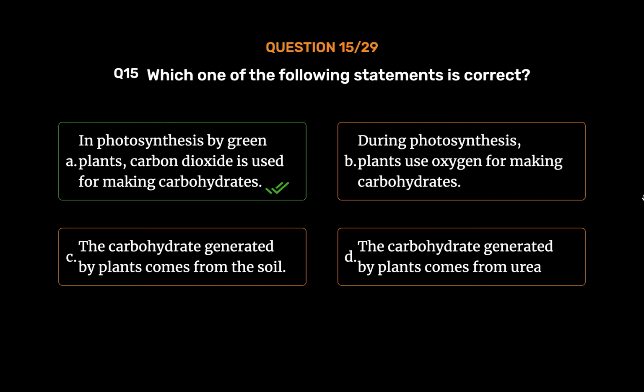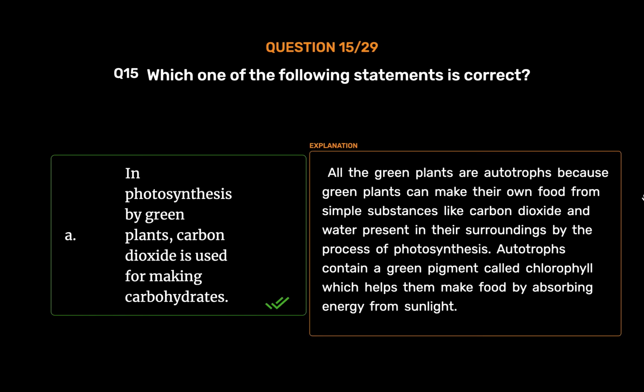In photosynthesis by green plants, carbon dioxide is used for making carbohydrates. All the green plants are autotrophs because green plants can make their own food from simple substances like carbon dioxide and water present in their surroundings by the process of photosynthesis.